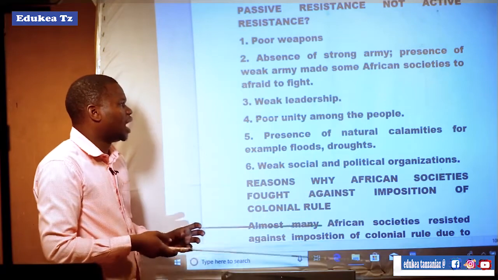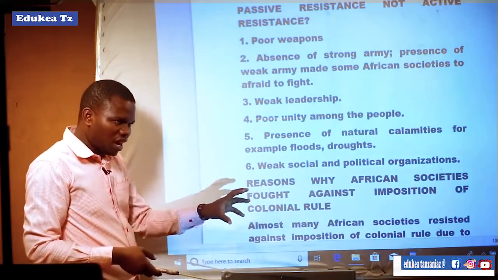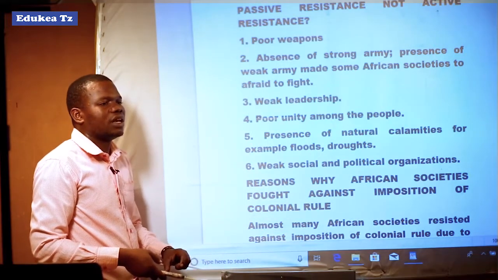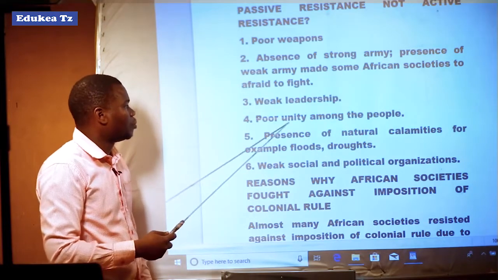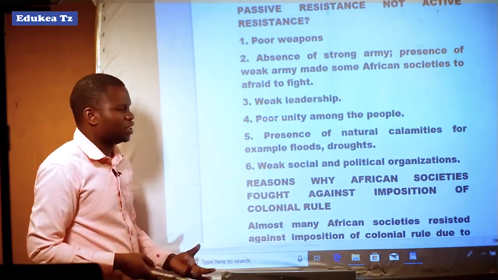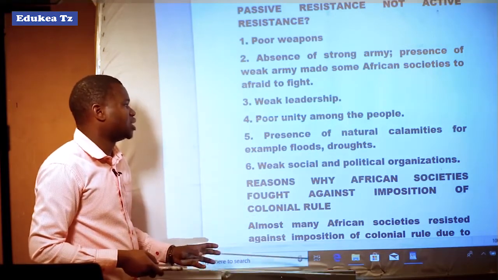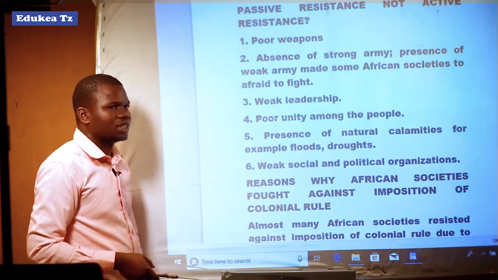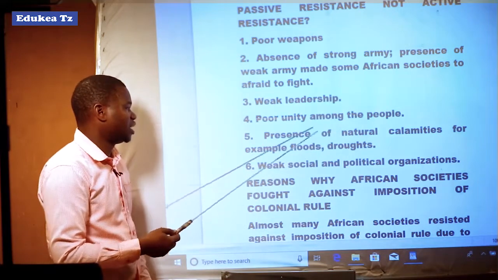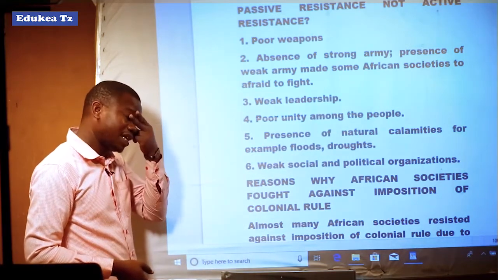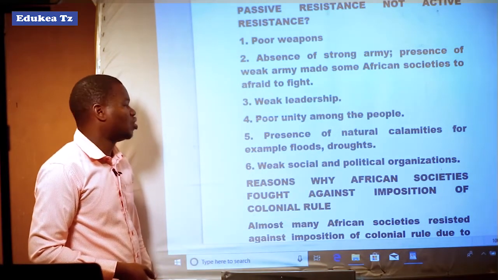and their leader did not manage to organize them, unite them, and make them confident to fight against colonial control. Poor unity among the people, or disunity amongst themselves, made them not succeed in fighting the colonialists actively. Presence of natural calamities, for example floods and drought, acted as a barrier to fighting actively against colonial rule.